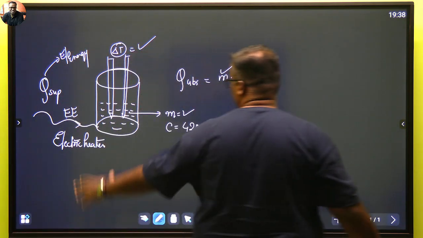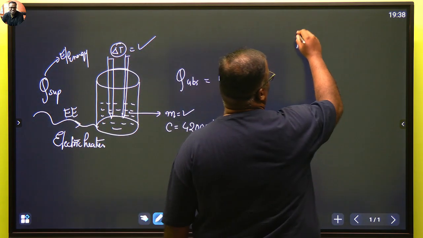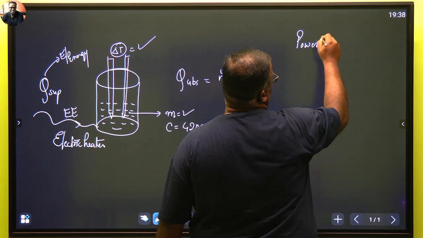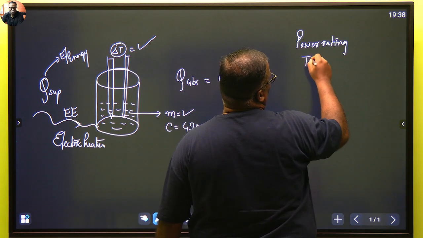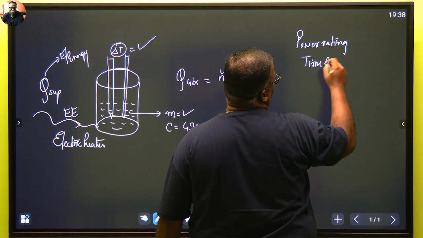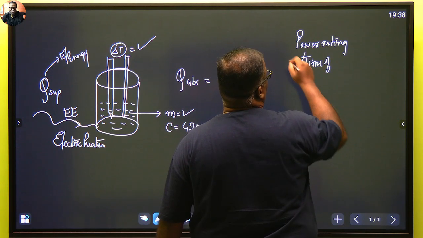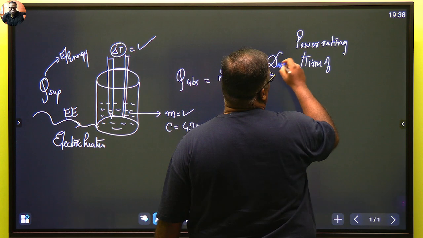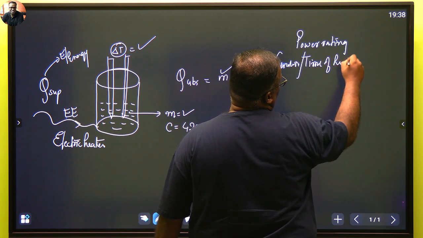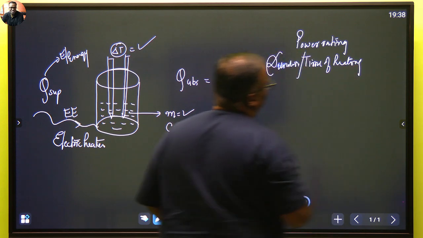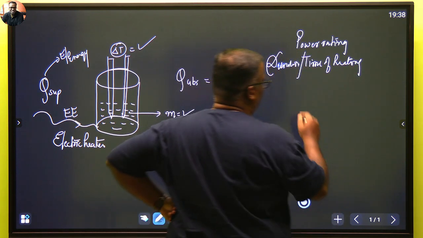This is being heated by an electric heater, so they will give you the power rating of the heater, and they will also give you the duration of heating. They will give you these two. So here we have to use a little bit of thought. Power, we have to understand.